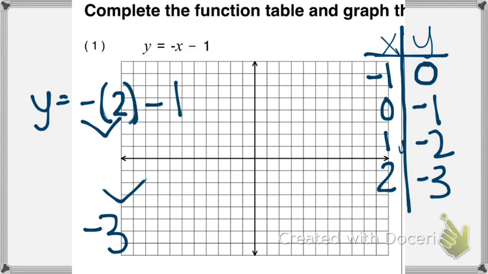Okay, so I found some solutions, and I'm going to plot those. So negative 1, 0 is over left 1, and 0 is right on the axis. 0, negative 1, so I go 0 down 1. Okay, 1, negative 2, so I go right 1, down 2. And then 2, negative 3, I go right 2, down 3.